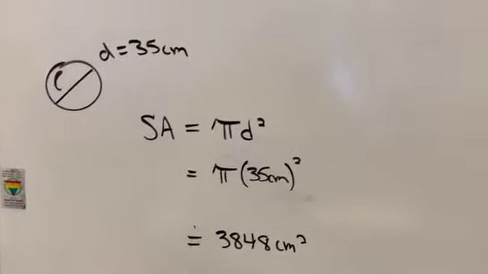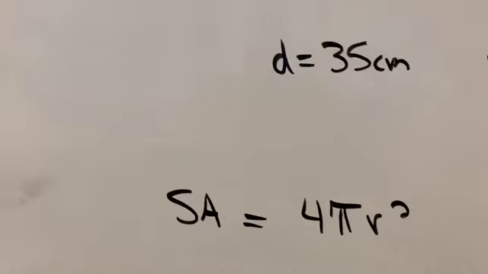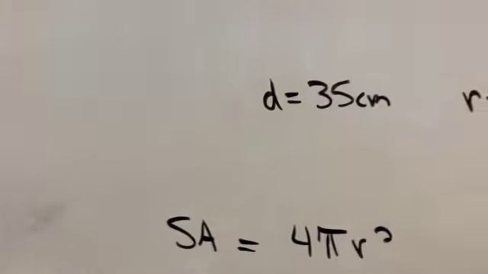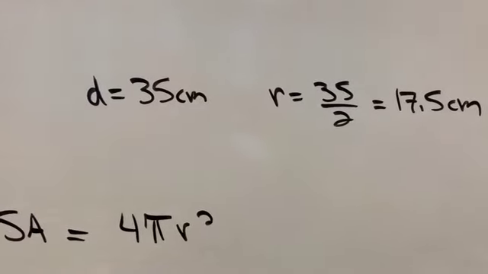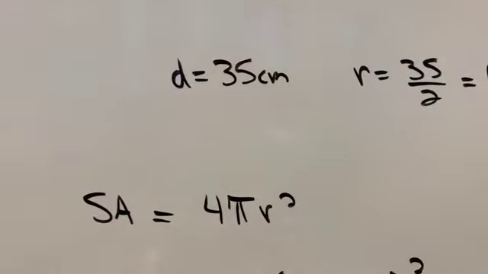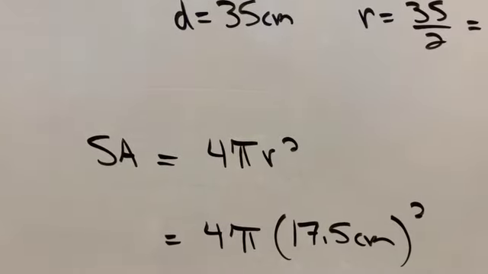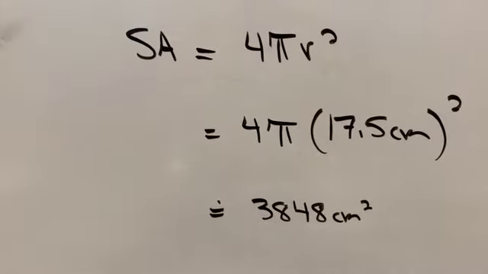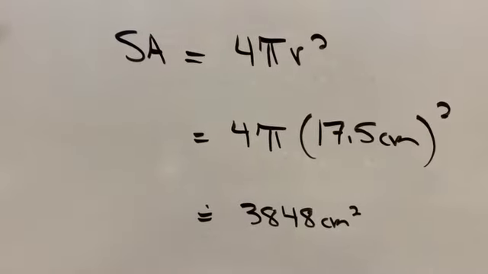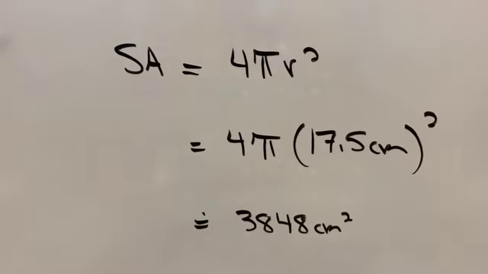Even if a person only had the other formula, the 4 pi r squared formula, as long as you use the radius in that, 17.5 being the radius of this ball, you'll get a calculation that looks slightly different at first, but once you calculate it out, you get the exact same answer. So 3,848 centimeters squared, rounded to the nearest square centimeter.